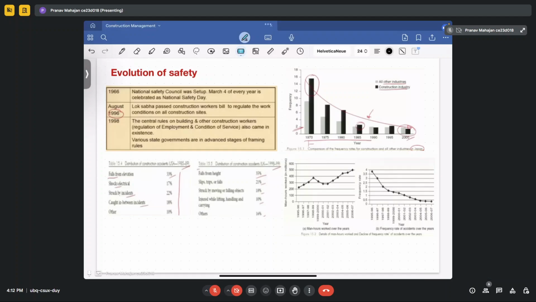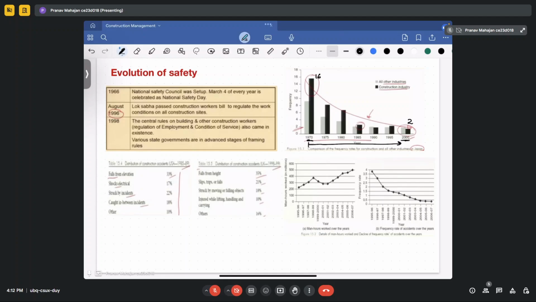You can see from the graph provided here that in 1970, the frequency of occurrence of an accident in the construction industry is around 16, and it reduces to 2 as time passes. So from 1970 to 2000, the value decreased from 16 to 2 in the year 2000.